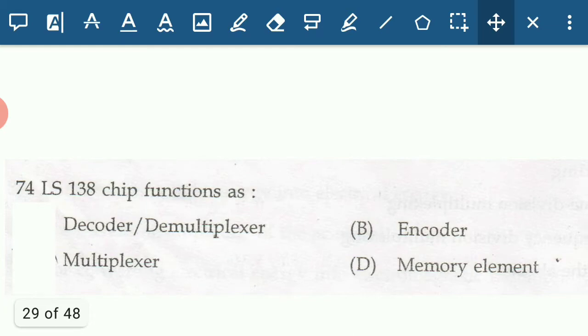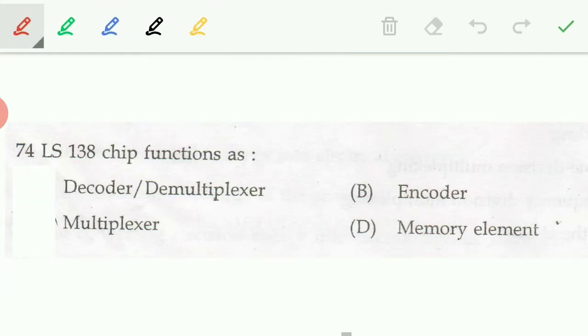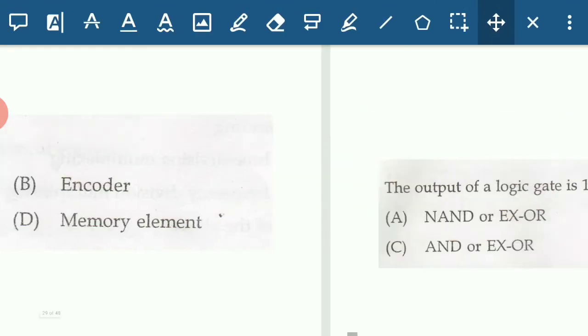Next one, 74LS138 chip functions as. It is a direct question; we have to remember it, there is no other way. The answer is decoder slash demultiplexer. Right? That's a memory question.